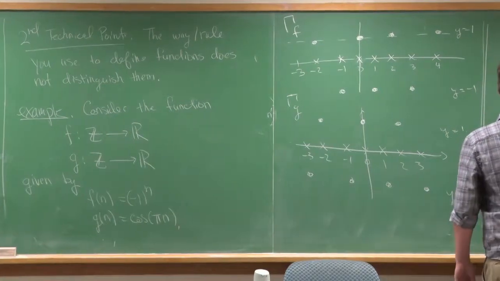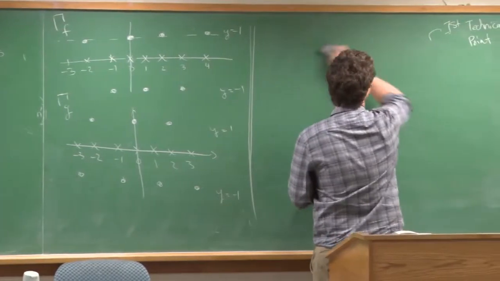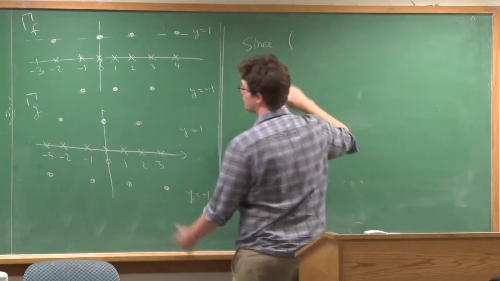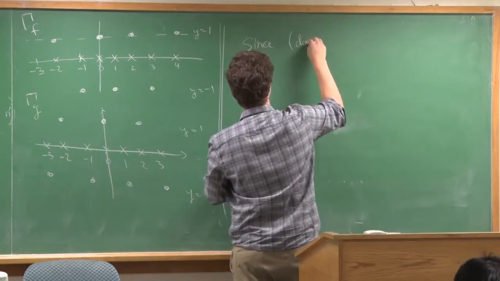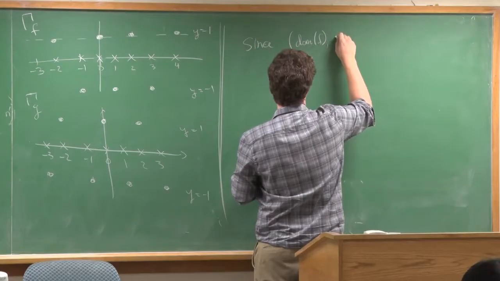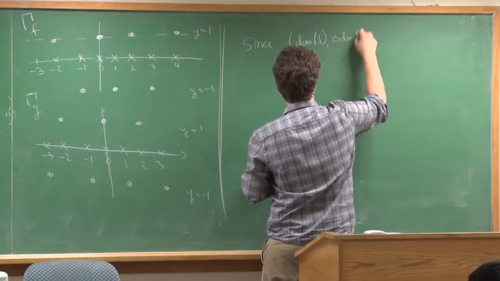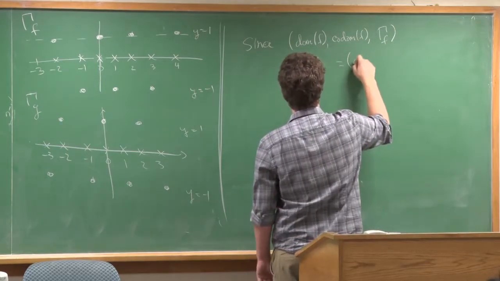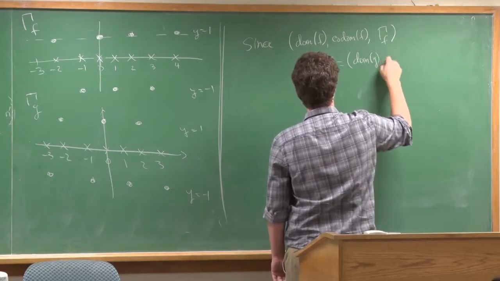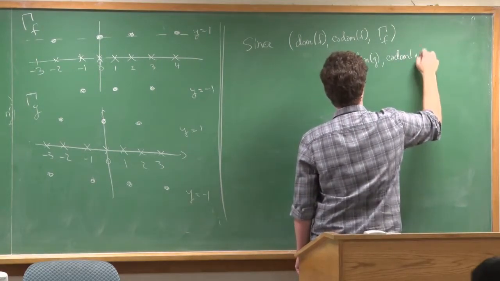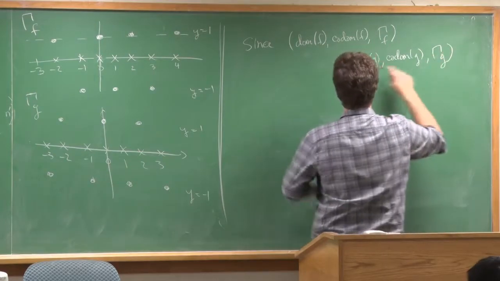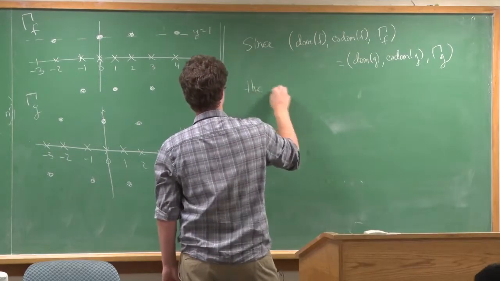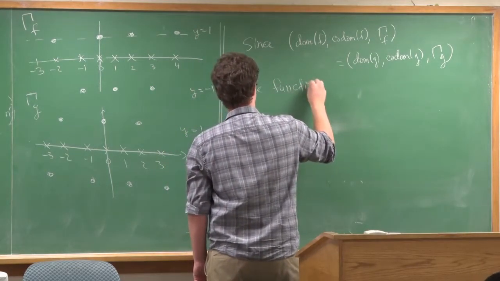So now my claim is that since the domain of f, the codomain of f, and the graph of f are equal to the domain of g, the codomain of g, and the graph of g, meaning that each one of these things are equal, the functions are equal.